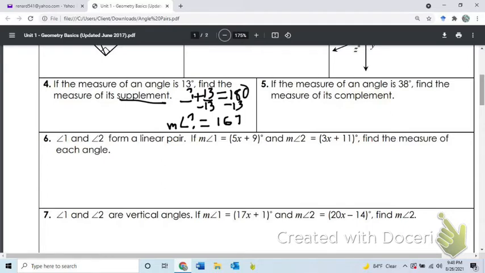Same general idea for number five, except it's a complement. So we know that two angles add up to 90 degrees, and one of them is 38, which means that our missing angle is 52, 90 minus 38.